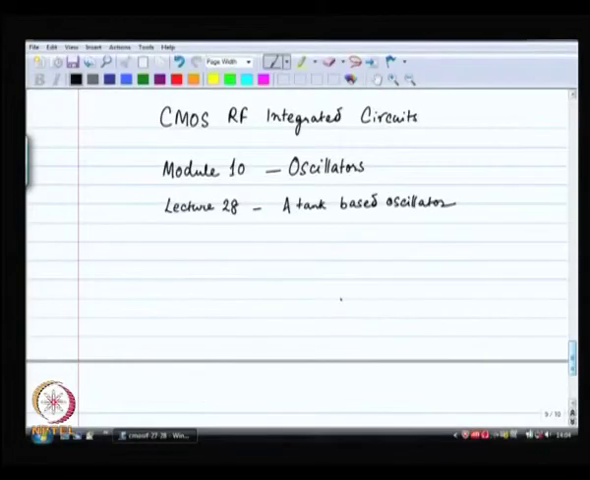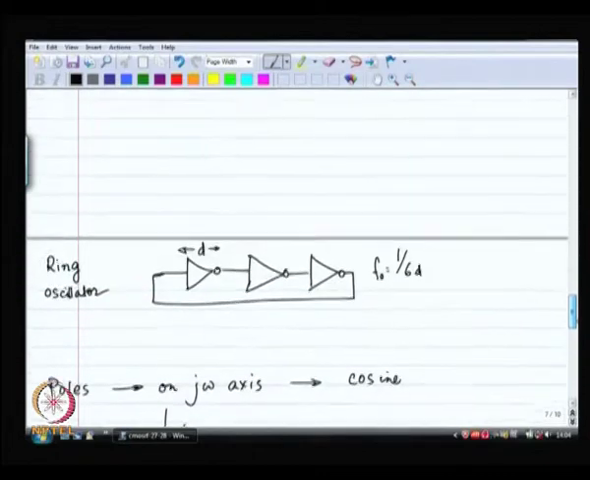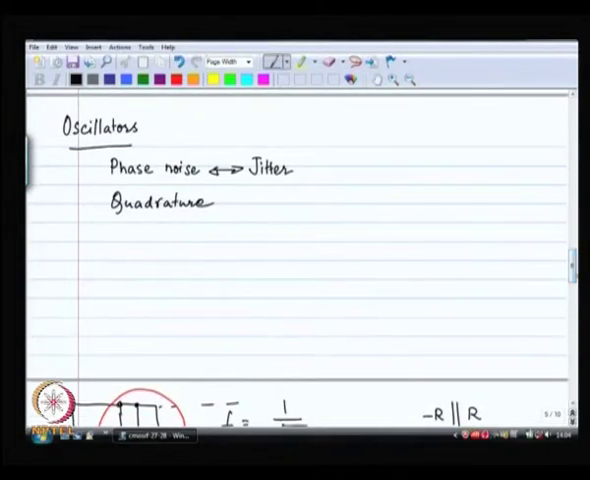Welcome to CMOS RF integrated circuits. Today we are going to carry on from where we left off in the previous lecture, and we are going to start with the first cut at an oscillator. So, in the previous lecture we saw, we are now discussing oscillators, just by the way, right.